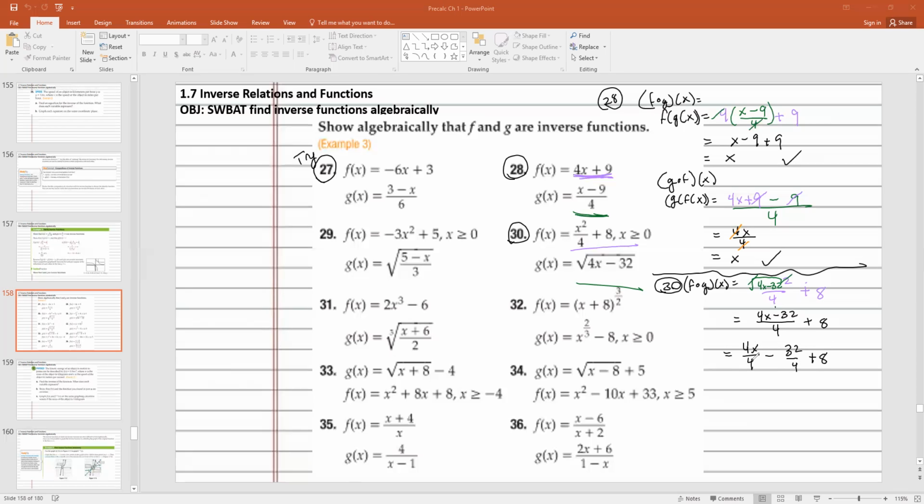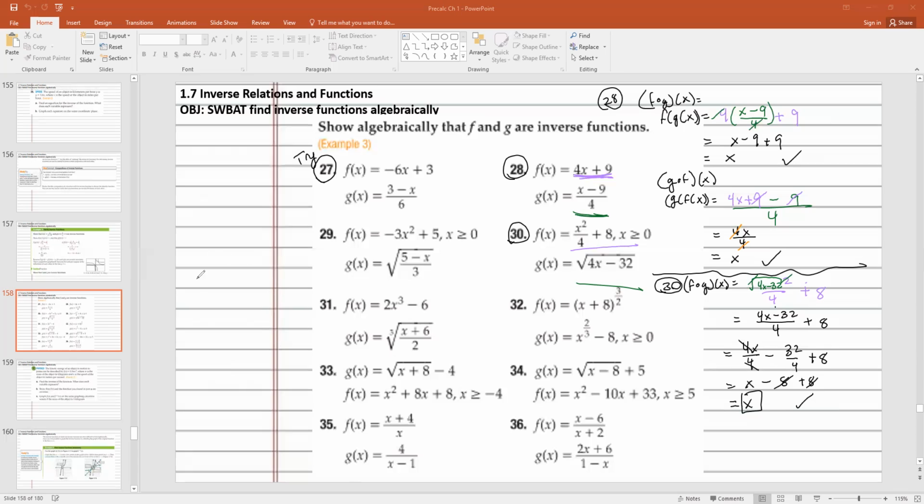plus 8. And 4 divided by 4 cancels out. We get x. And 32 divided by 4 is 8. And plus 8. These cancel out. We're left with x. Yay. Check.